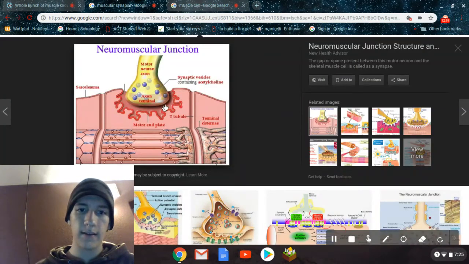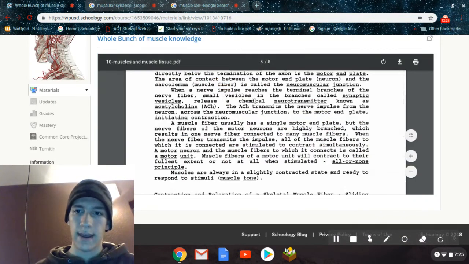This area is called the motor end plate. See, right below the axon button. And so yeah, I talked about vesicles, neurotransmitter, and acetylcholine.